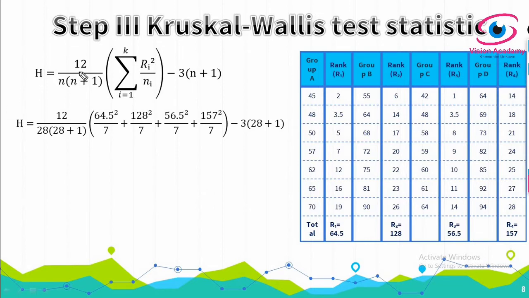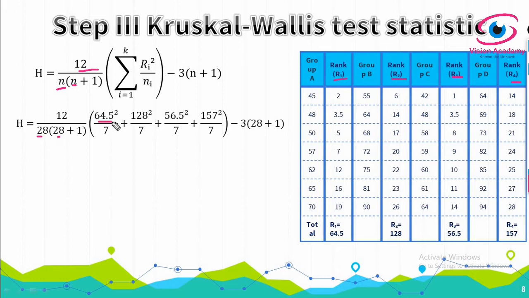So here 12 is common, and in the denominator n. We have 4 groups, and in each group you have 7 samples. So the total is 28 samples, and here n is also 28, and plus 1 is common. So for Ri, we have 4 groups, which means rank of 1, rank of 2, rank of 3, rank of 4. So we can take up to 4 values here.